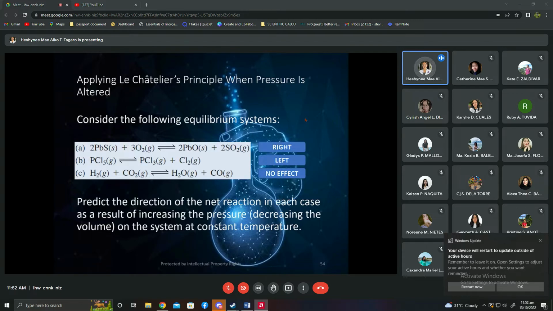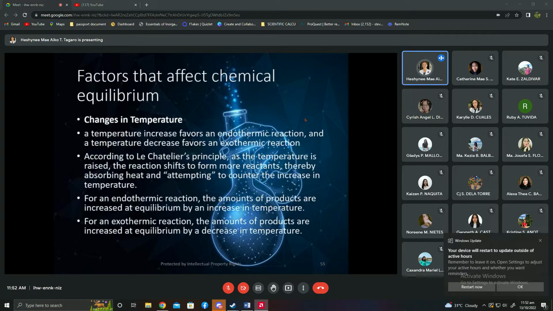So with pressure changes, ang i-consider naton are the gases. And if we increase the pressure, we need to shift to the side wherein there is fewer moles of the gas. Okay? Next, changes in temperature. So temperature has a profound effect on most reactions. In the first place, reaction rates usually increase with an increase in temperature, meaning that equilibrium is reached sooner.